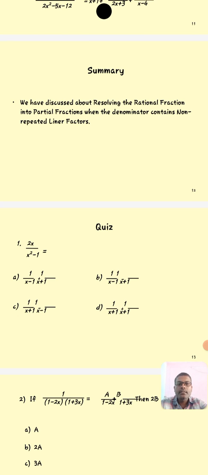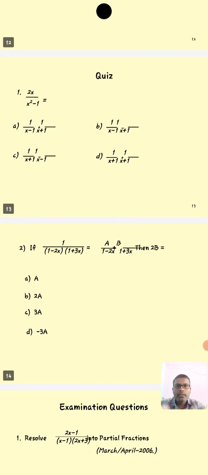Now we see the summary. We have discussed resolving a rational fraction into partial fractions when the denominator contains non-repeated linear factors. Now we see the quiz.